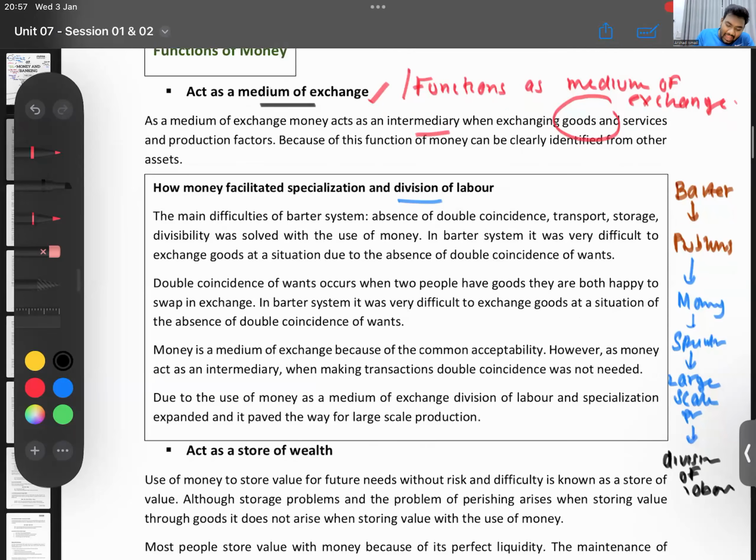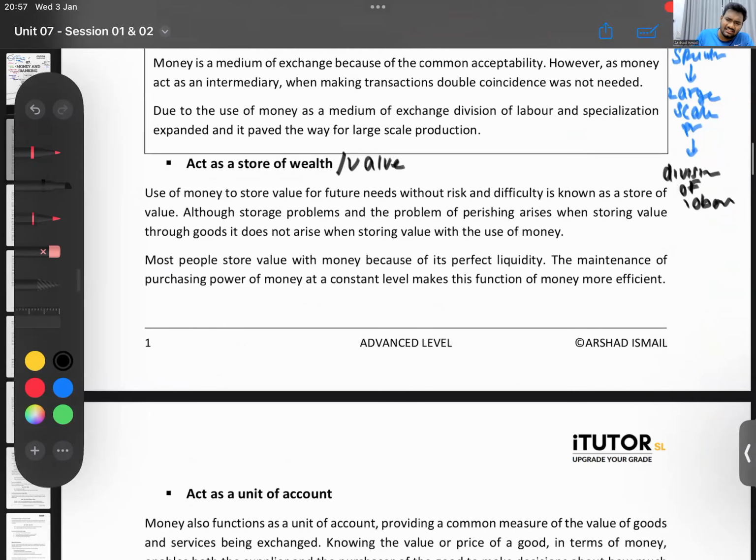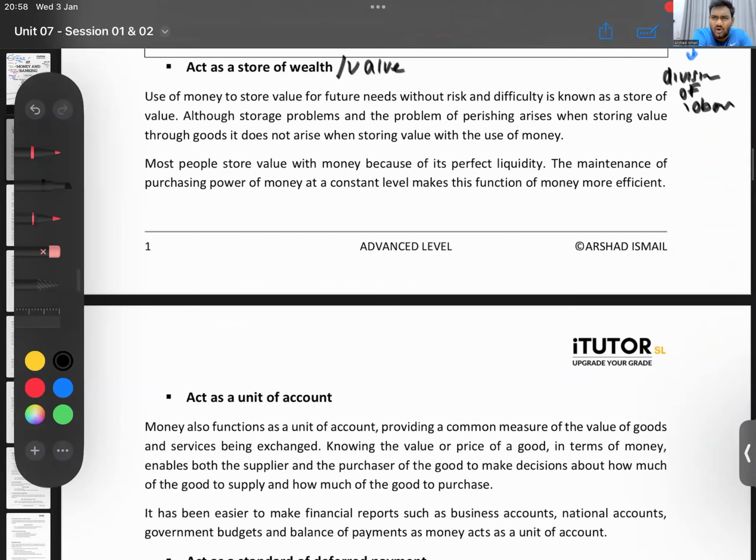The next one is acting as a store of wealth, or you can say store of value. What is this? We say money functions as a store of wealth or store of value. What does it mean? This means now because of money, you can save. It's a little similar to money and banking in BS, but it goes much more advanced.